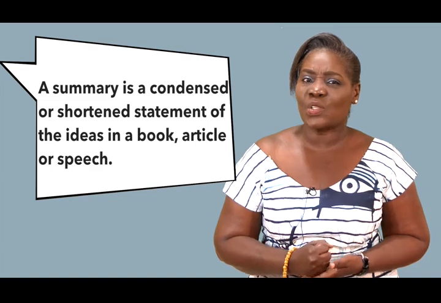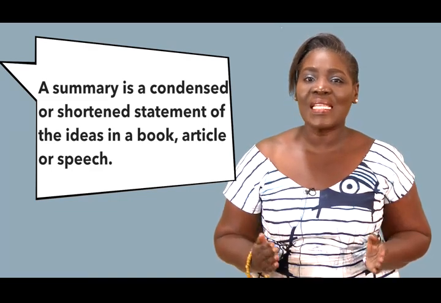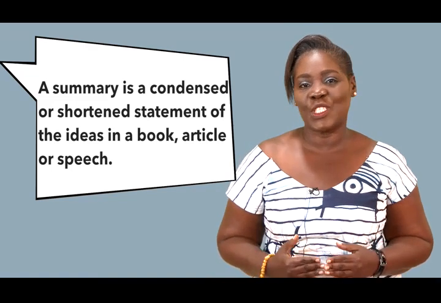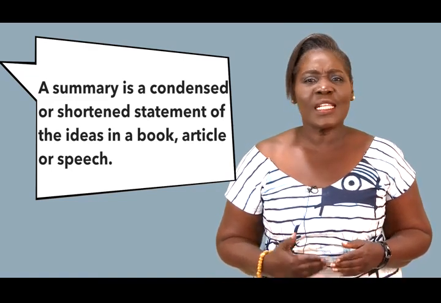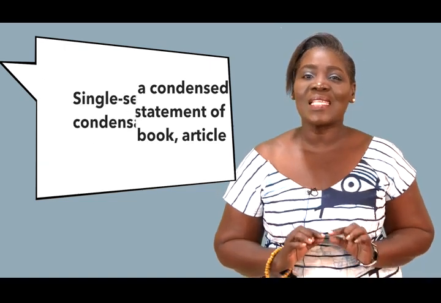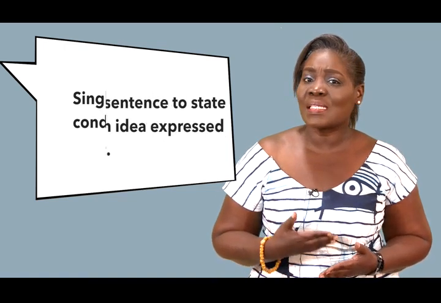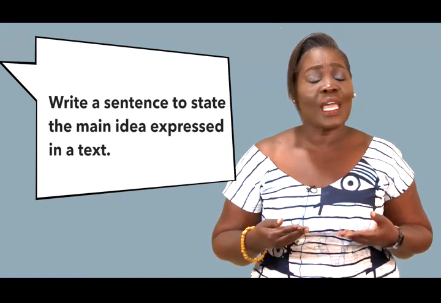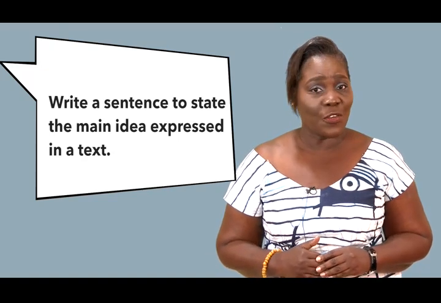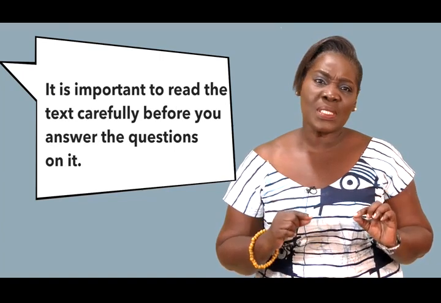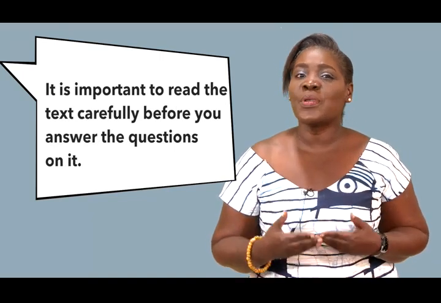In Form 2, you learned that a summary is a condensed or shortened statement of the ideas in a book, article, or speech. You also learned that the type of summary considered for your level is the single sentence condensation. Here, you are taught to write a sentence to state the main idea expressed in a text. Finally, you learned that it is important to read the text carefully before you answer the questions on it. In this lesson, you are going to learn about the basic principles governing summary writing.